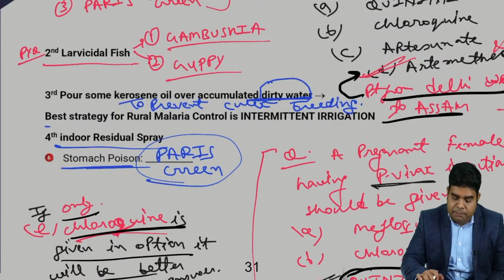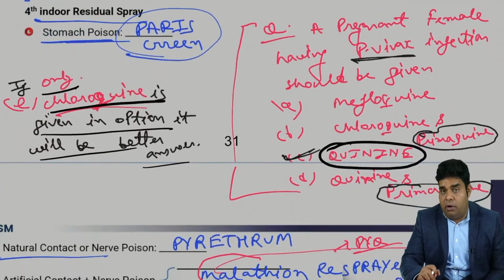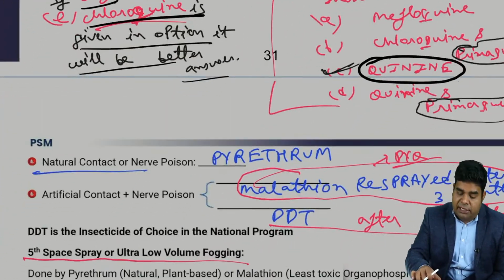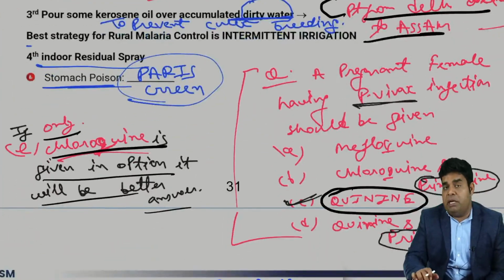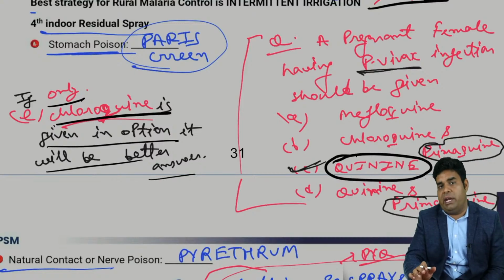Because in falciparum, we cannot give artesunate, as artesunate is contraindicated in the first trimester of pregnancy. So for falciparum in pregnancy, we cannot give artesunate, we will give quinine.